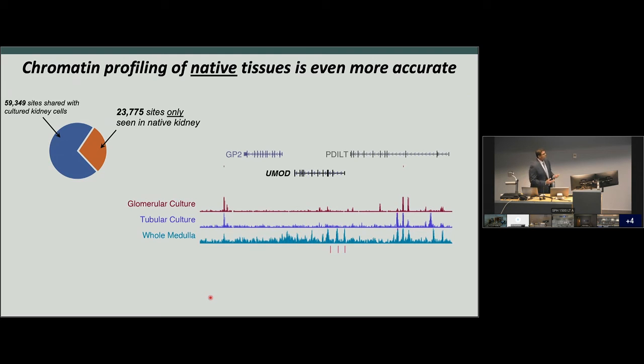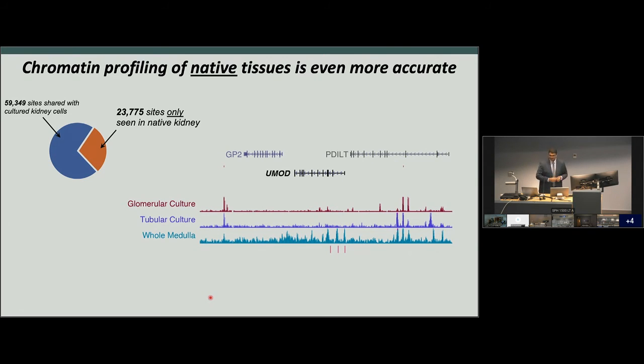This has already been fruitful because when we look at those sites and ask what the genes are around those regions that are annotated, it's related to solute transport, brush border integrity, and metabolism. So the things you might expect that may be lost in culture are actually retained in the native tissue.